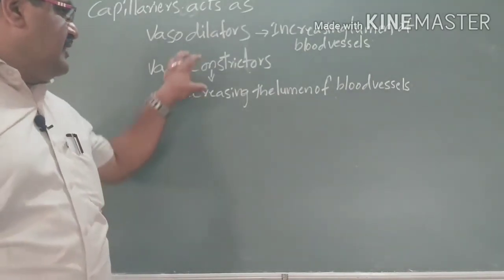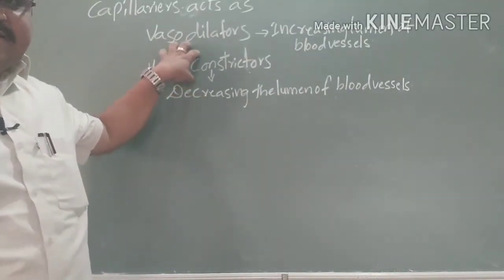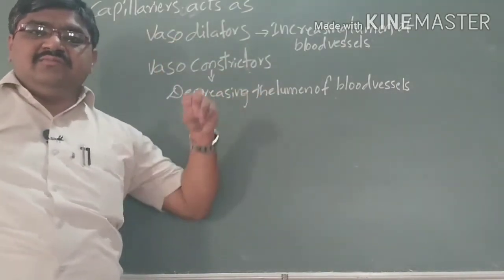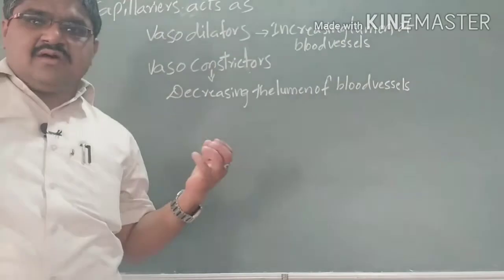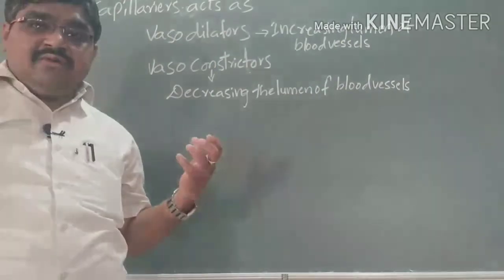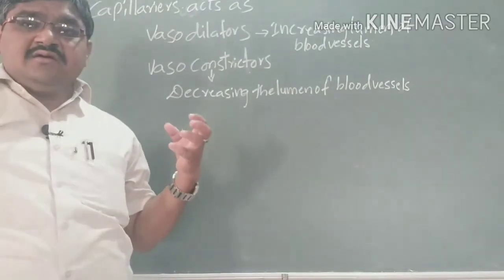That is, they can take place as vasoconstrictors and vasodilators. That means the flow to the face will increase. That means it becomes a brick red. When it is in hot sun, the face becomes brighter, that is red in color.